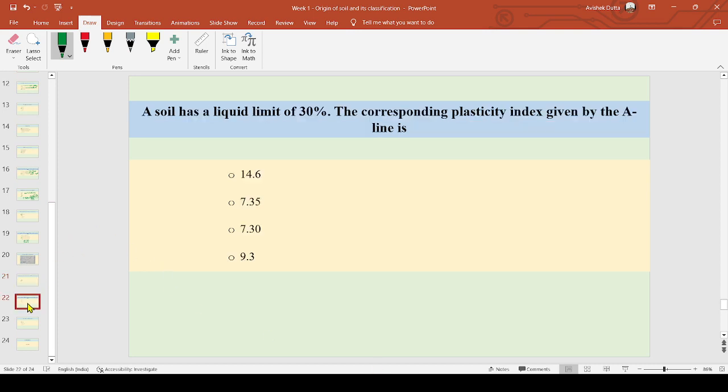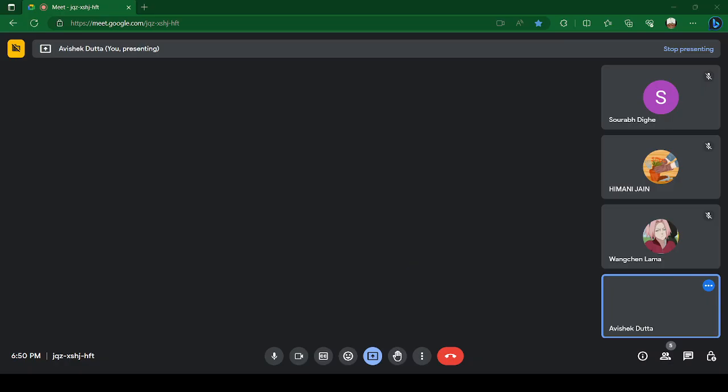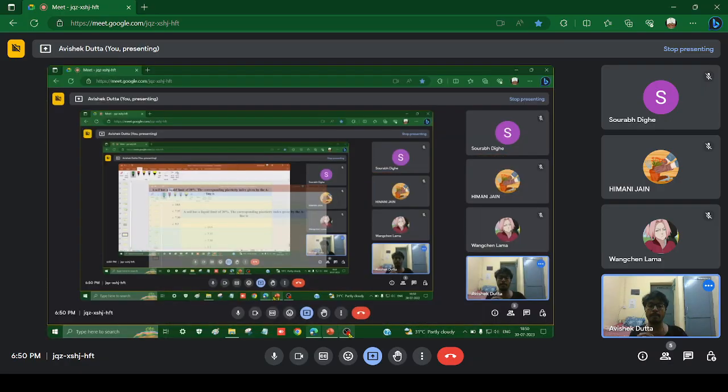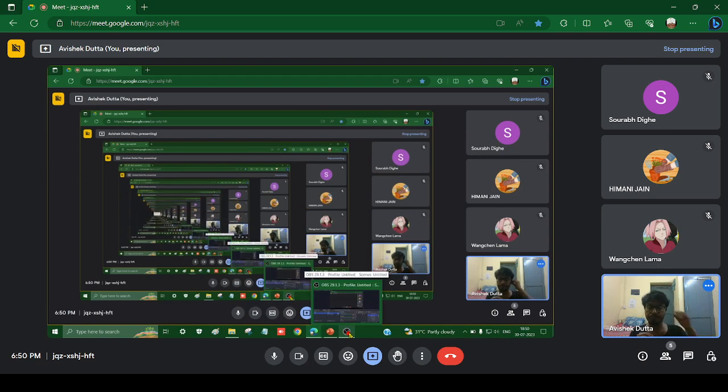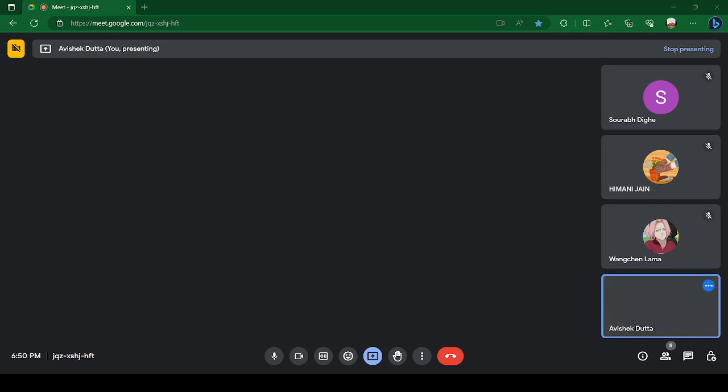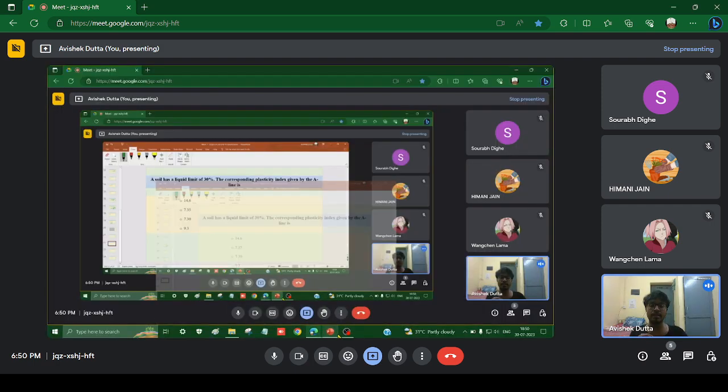Yes. Next question. A soil has a liquid limit of 30%. The corresponding plasticity index given by the A line is. Any answer? Soil has a liquid limit of 30%. Plasticity index given by the A line.